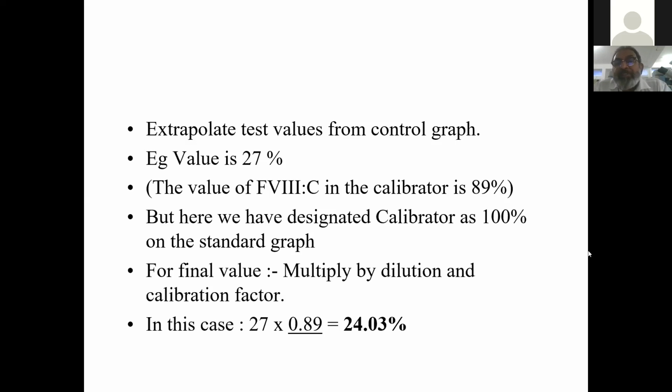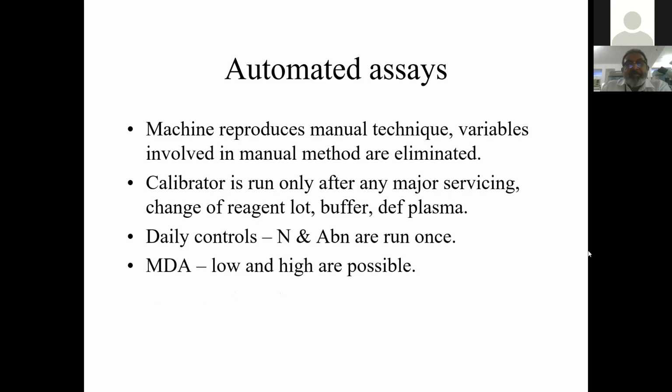So now the calibration factor is going to be 0.89. So you multiply the value obtained for the 1 in 10, which is 27, by the calibration factor, and you get a value of 24.03%, which is the final result on this patient. So all these rules have to be followed when you're doing a one-stage factor assay.